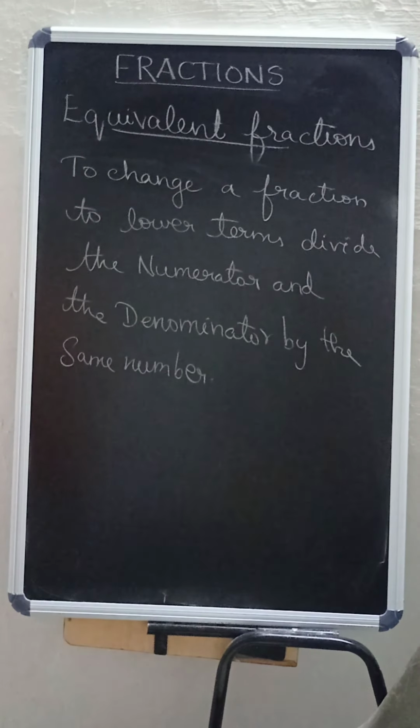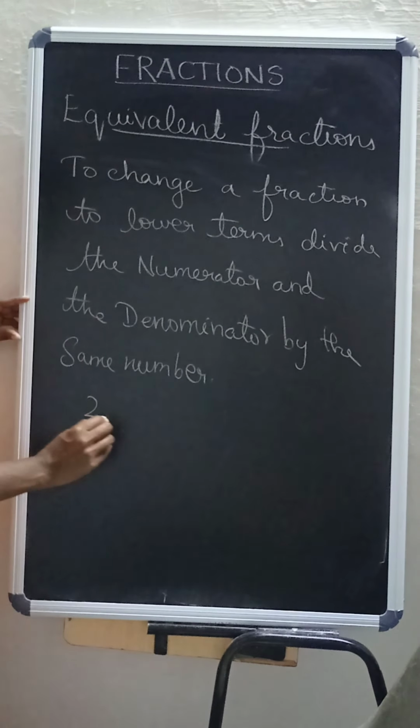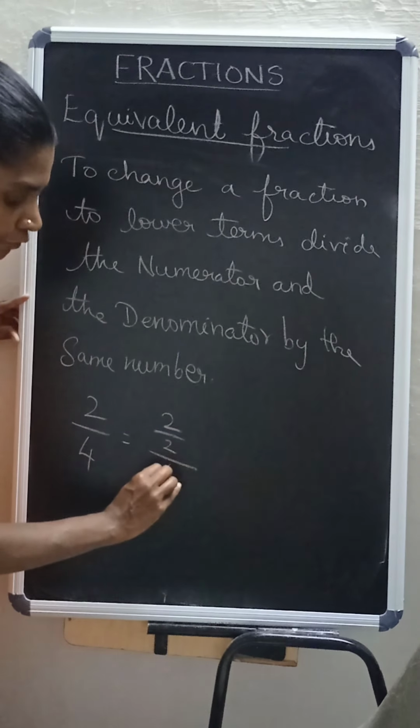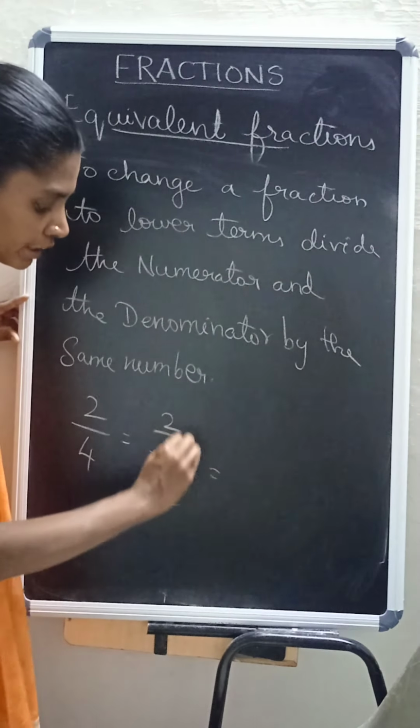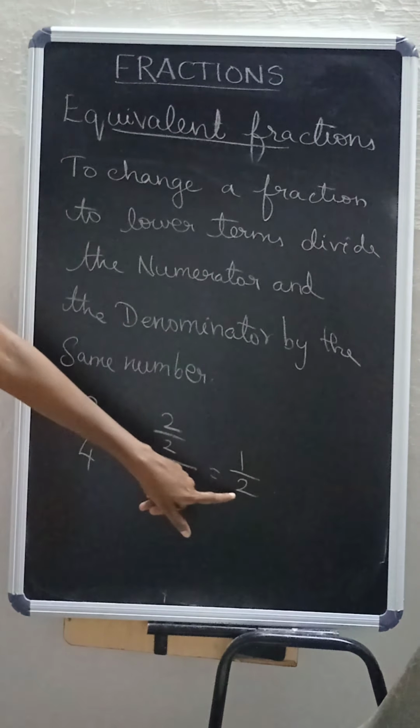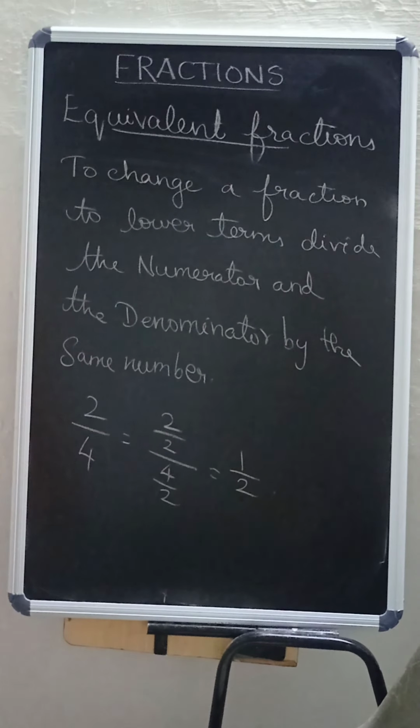Similarly, the reverse of this, to change a fraction to lower terms, divide the numerator and the denominator by the same number. Suppose if you have 2 by 4, then you divide 2 by 2 and 4 divided by 2, you get 1 by 2. So 2 by 4 is reduced to its lower terms 1 by 2.